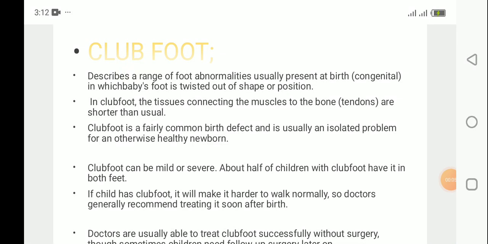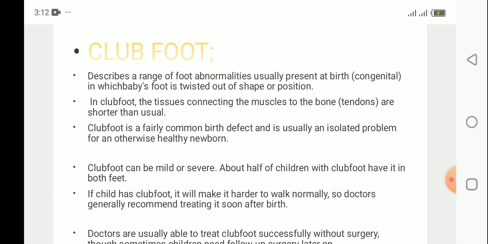Previously, we have discussed pediatric orthopedic disorders in children. Now, today let us discuss clubfoot. Actually, you all know what clubfoot is.